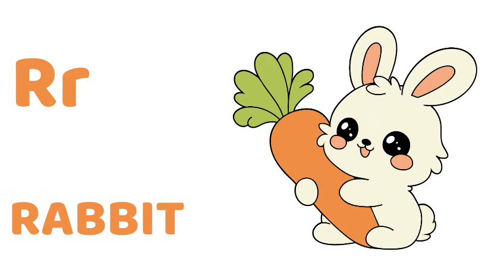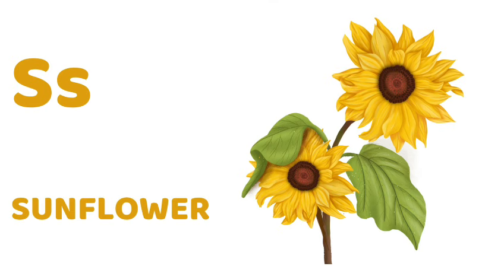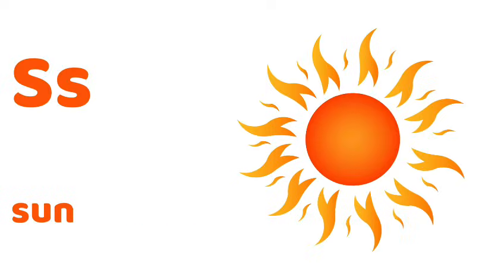R is for rabbit. Rabbit. R is for rainbow. Rainbow. S is for sunflower. Sunflower. S is for sun. Sun.